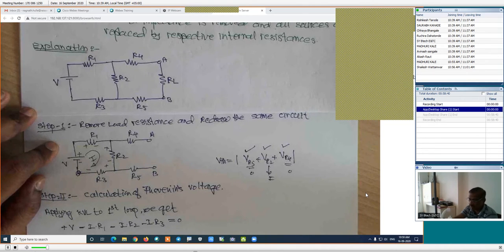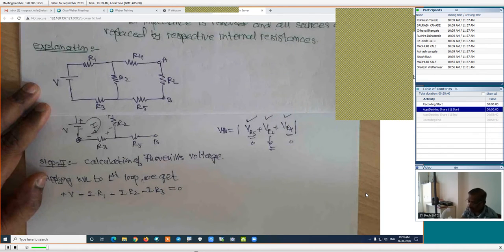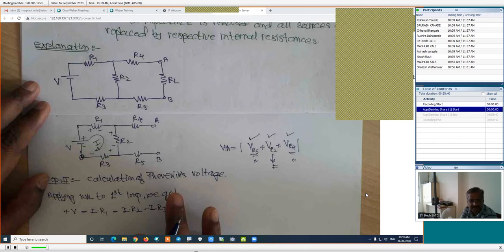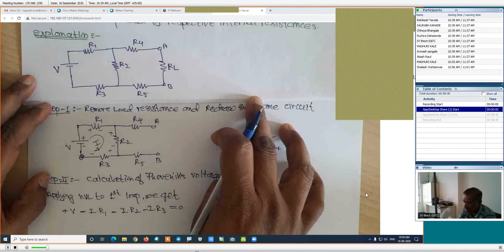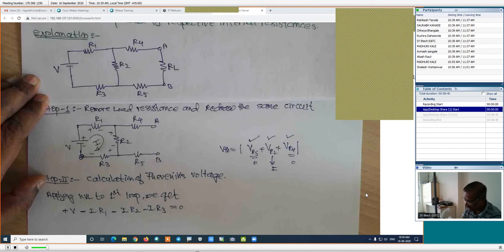We are interested in what? We are interested in the calculation of the current, which is I. Our interest is to calculate the value of the current I. How to calculate I? I will separate out the terms. I will shift all these terms to the other side and take I as common. Then it will be R1 plus R2 plus R3.